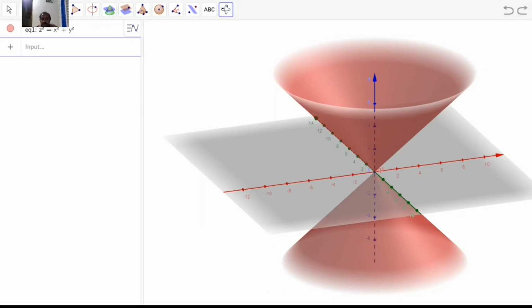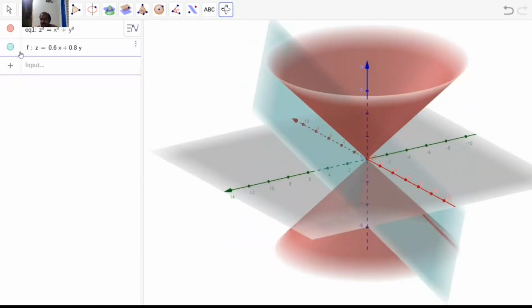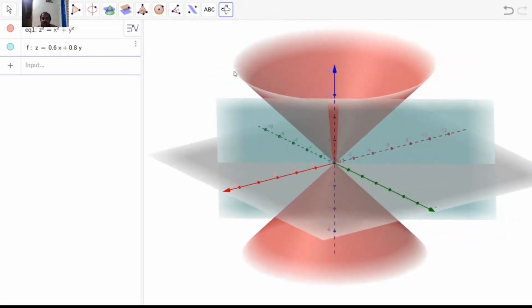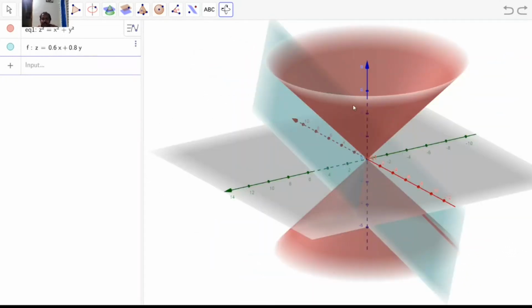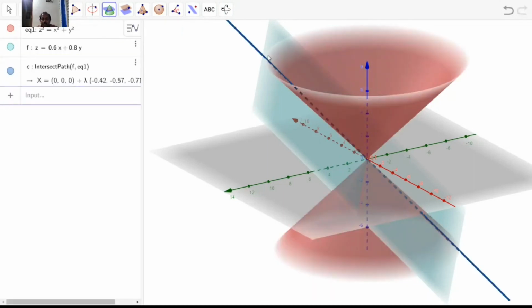The case of parabola can be illustrated as follows. Consider the cone z square is equal to x square plus y square, and you construct a tangent plane to this cone. For example, z is equal to 0.6x plus 0.8y is a tangent plane to the cone. Let us consider the line of intersection of this cone with the plane. You can see that the intersection is along a line. So it is actually a plane of contact of the cone.